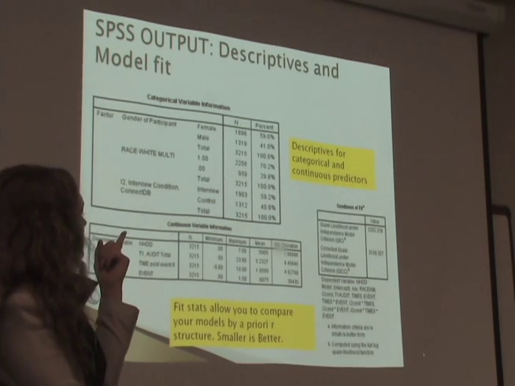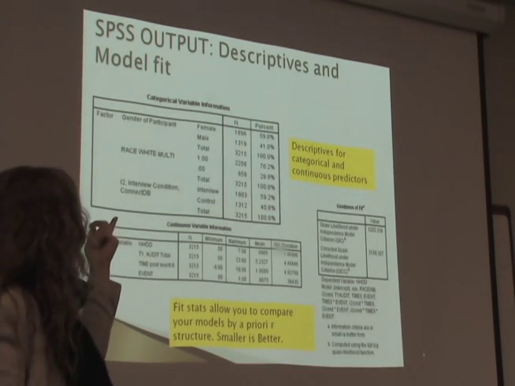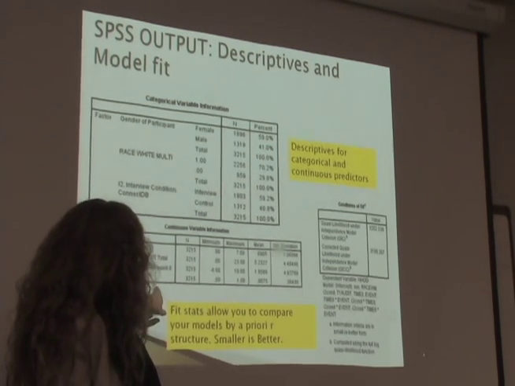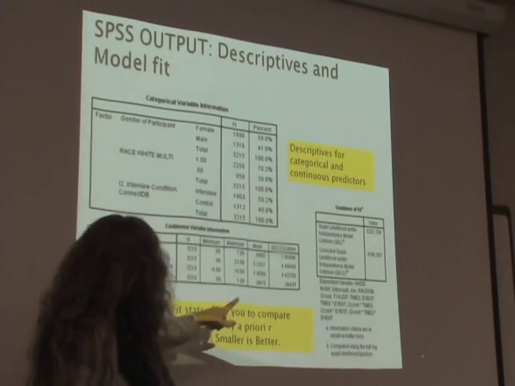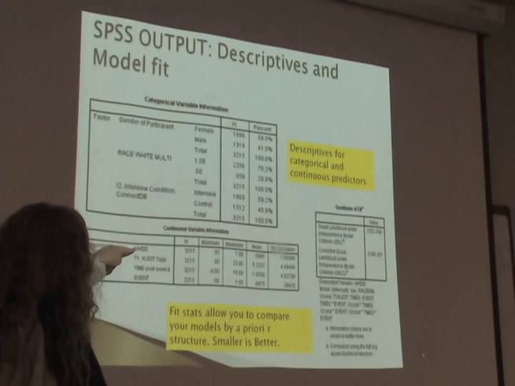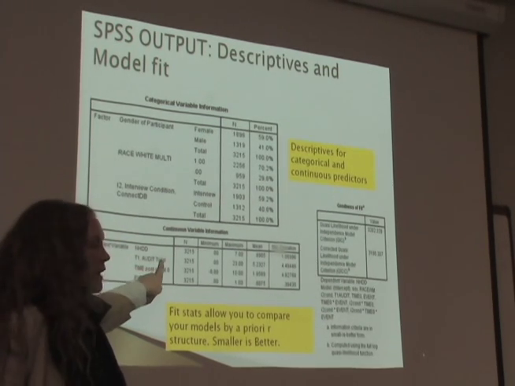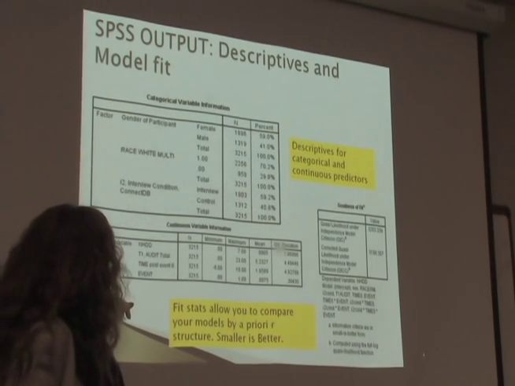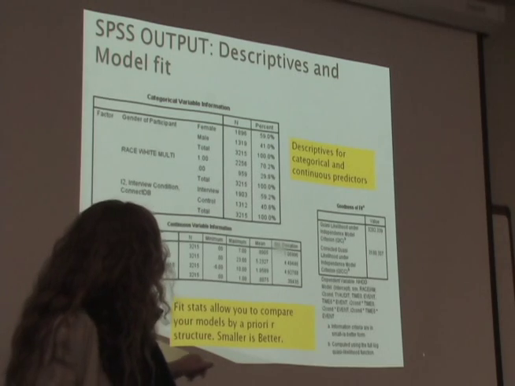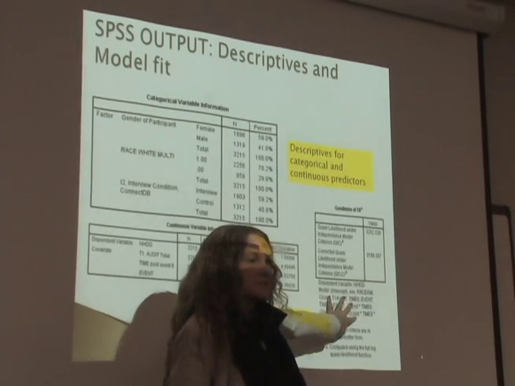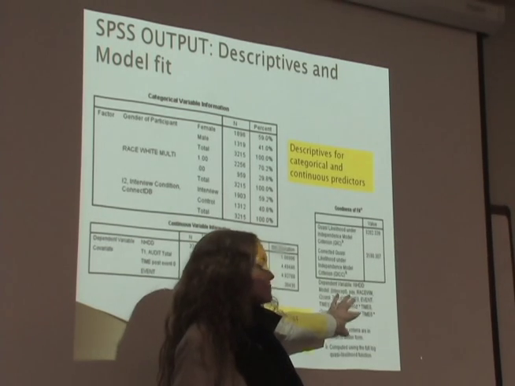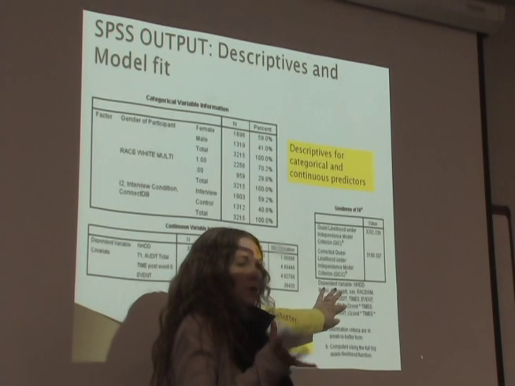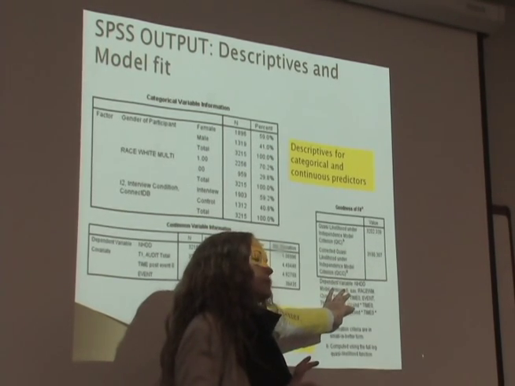This is just descriptive information for your categorical variables. Continuous, here's the descriptive information for your continuous variables. So the dependent variable, apparently this output has added in a continuous covariate, which wasn't in the code, just FYI. And you've got these fit statistics with a smaller is better criterion, right? So these are going to allow you to compare your models if you play around with the correlation structure and to see if you can get a better fit.